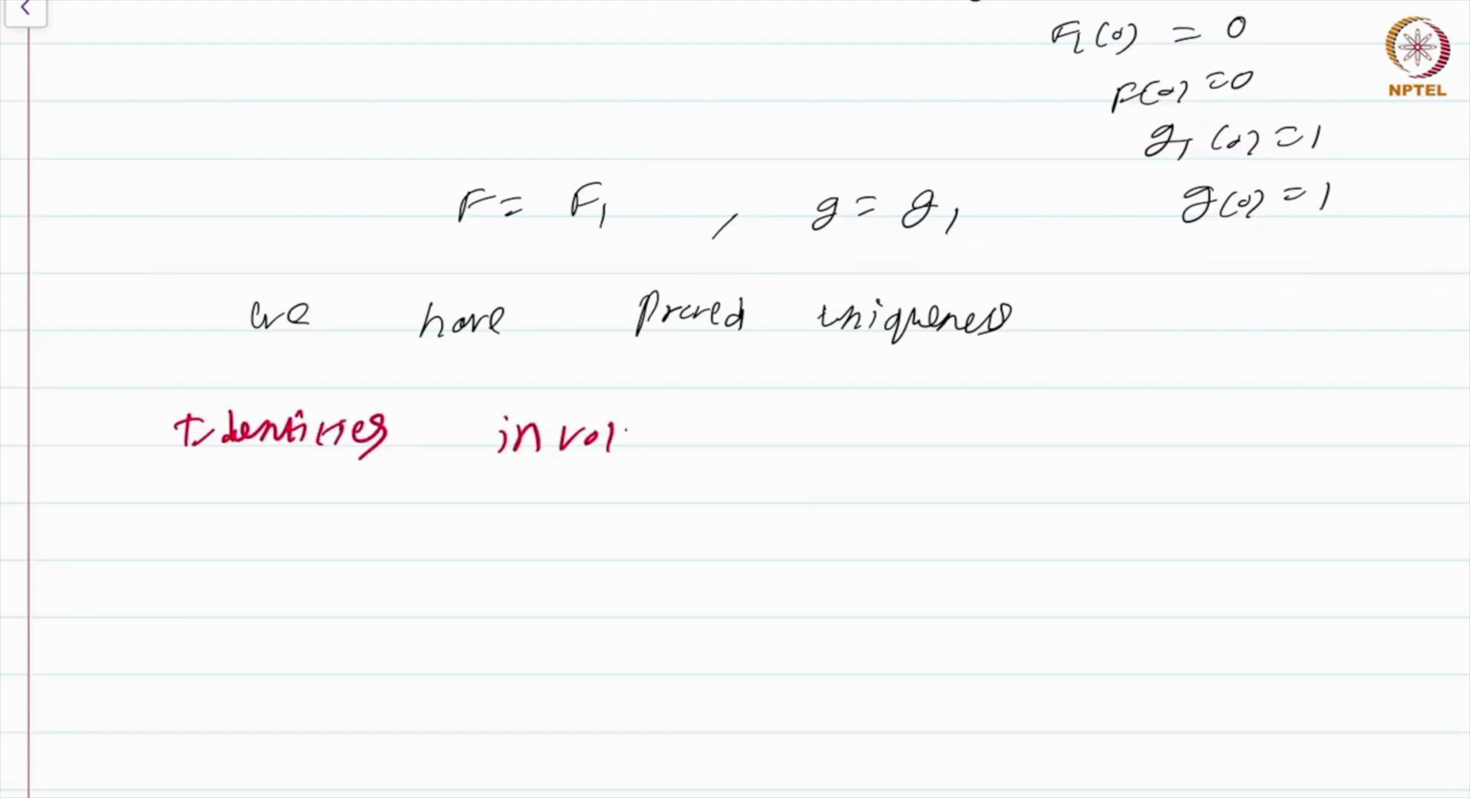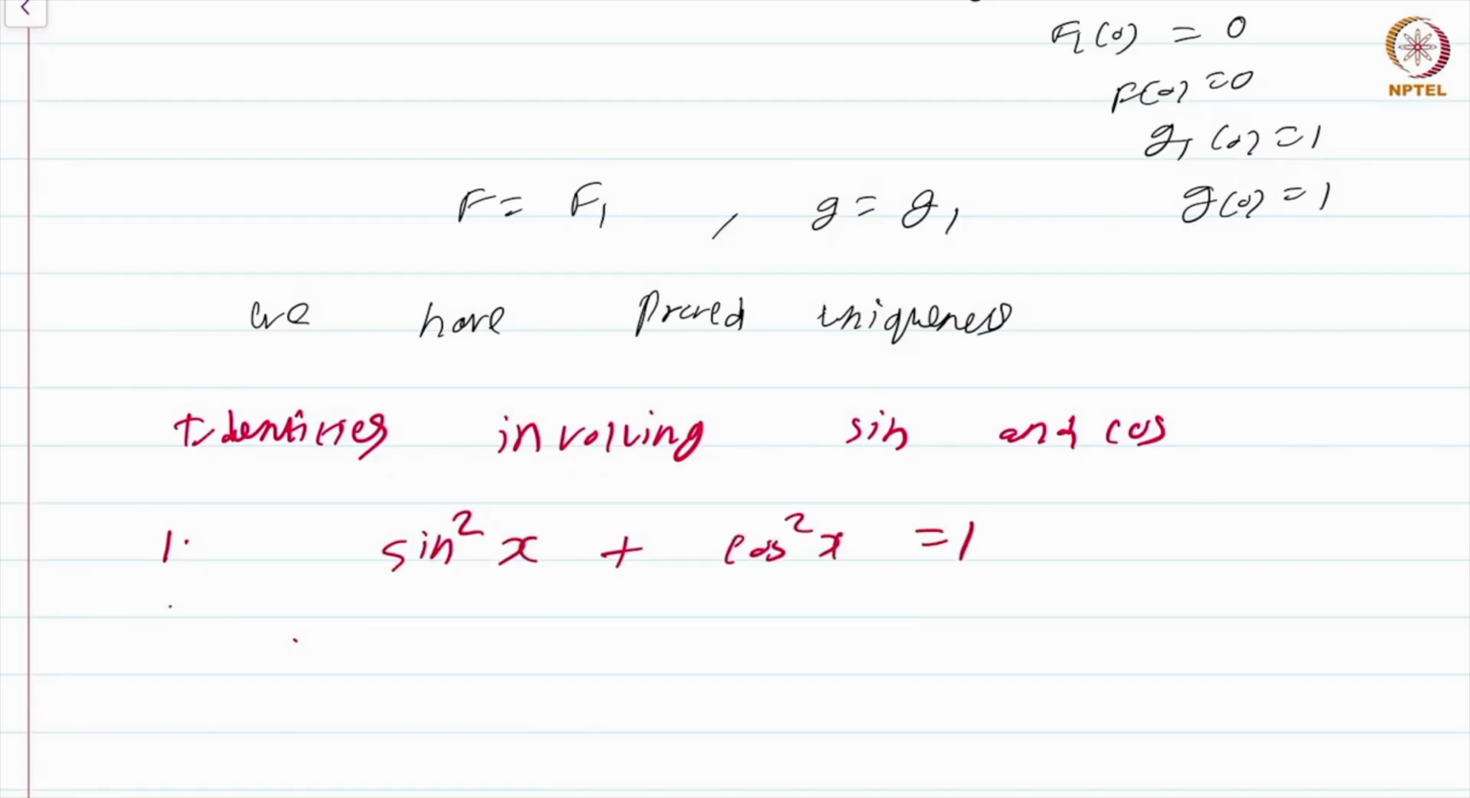involving sine and cos. Let me list all of them and we will prove some of them. The others have already been proved or they are too easy. So, number 1, which is the one we have been using repeatedly, sine squared x plus cos squared x is 1. We have already shown this.